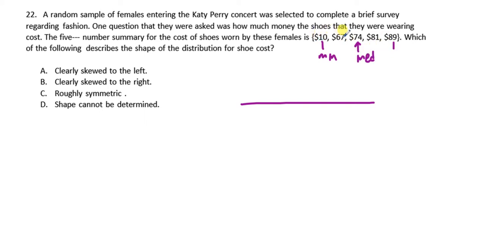If you took all the numbers, there could be 1,000 people. The middle number is 74. And well, if it's a Katy Perry concert, there's probably several thousand people. Kind of your average cost is $74, but half the people spent more than $74, half the people spent less. And this is your max.